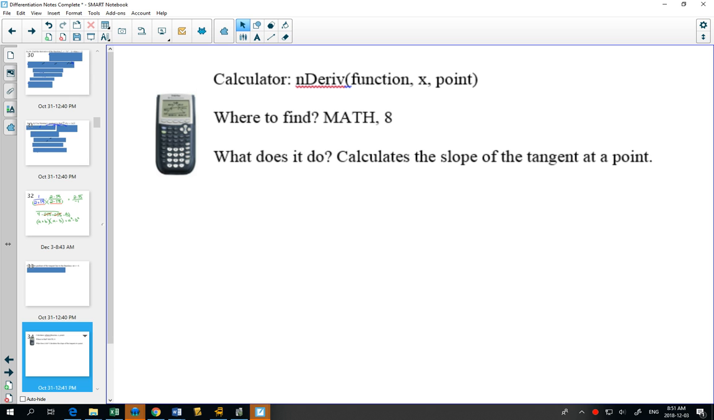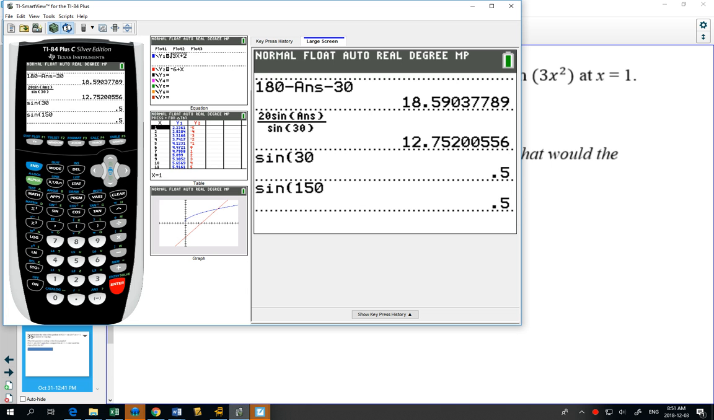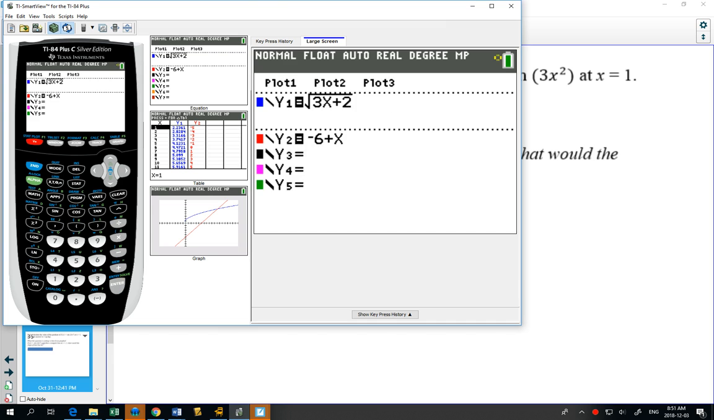You can find it by going math 8. It calculates the slope of a tangent at a point. So we're going to look at this example: f of x equals sine 3x squared. First of all, can you even graph that? Do you have an idea what sine of 3x squared looks like? Let's have a peek, just because it's not just a regular sine graph, is it?